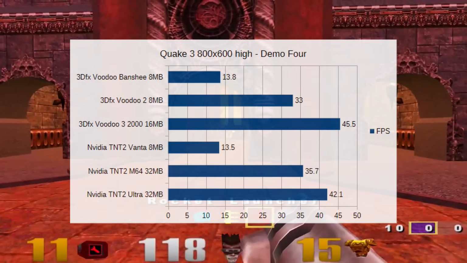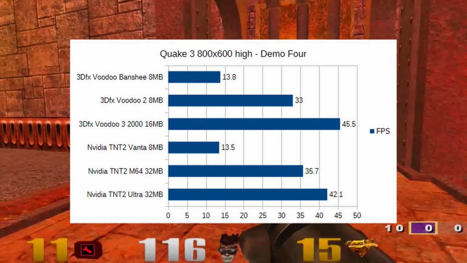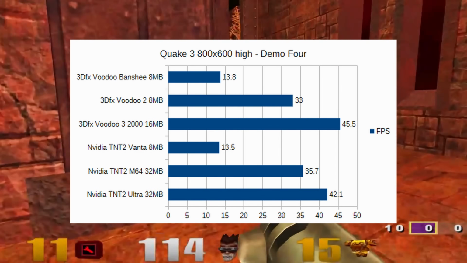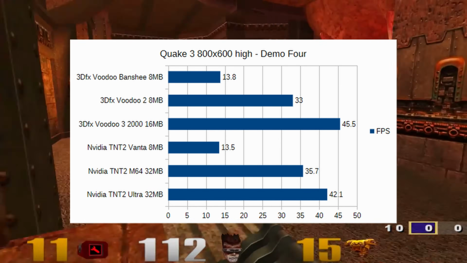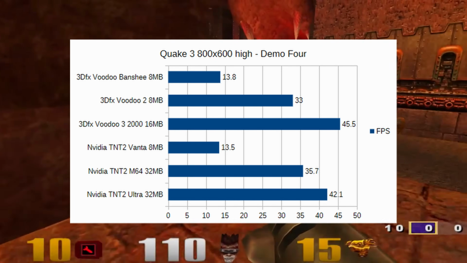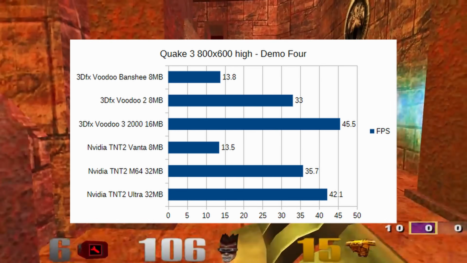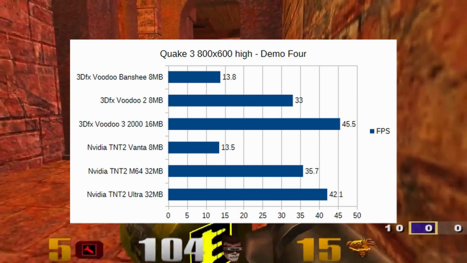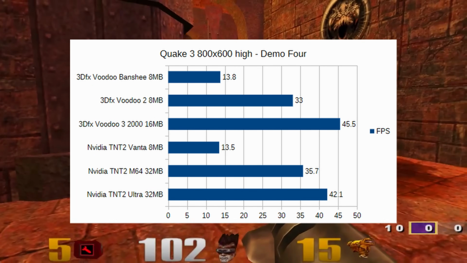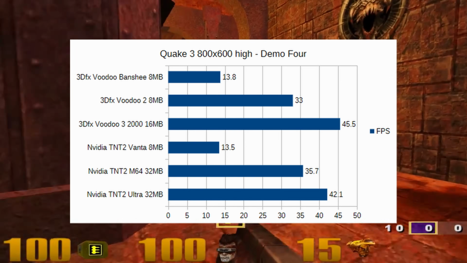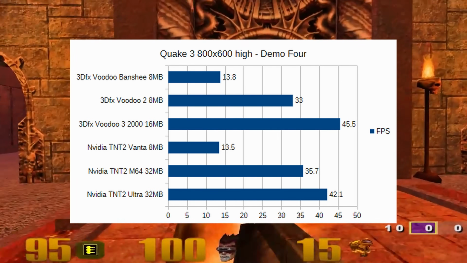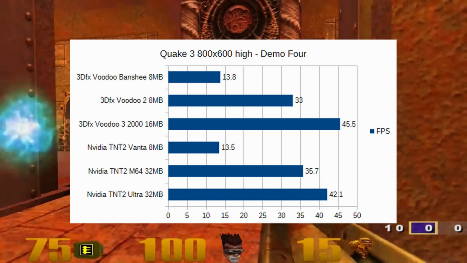So now we've got Quake 3, released at the end of 1999. This is the game that everyone wanted to play at the time. So we've got the TNT2 Ultra with 42 frames, just slightly behind the Voodoo 3 on 45. We've also got the Voodoo 2 showing 33 frames a second, putting in a decent showing, most likely due to its 2 TMUs, so it's got that multi-texturing happening there.